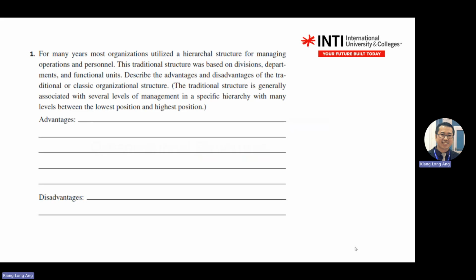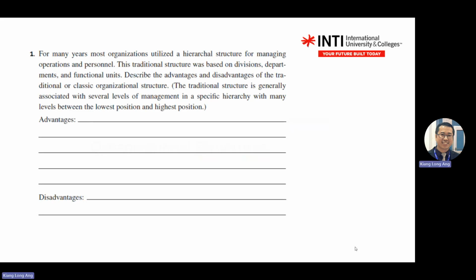First question, advantages and disadvantages. Okay, there is a hierarchy structure, managing operation personnel, traditional structure. Describe the advantages of traditional or classic organization structure. So what are the advantages and disadvantages? In my PowerPoint slide, I also have this one.